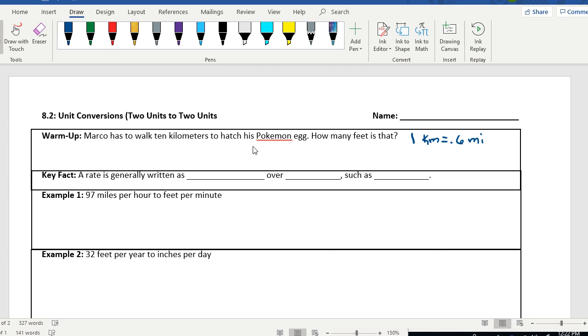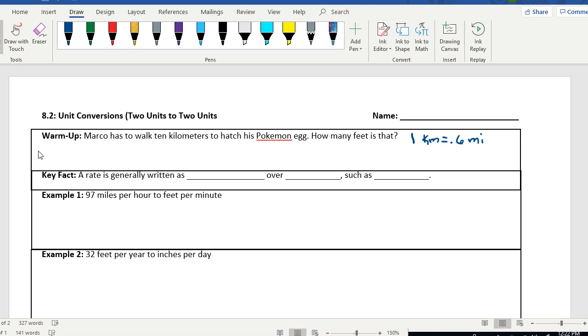Marco has to walk 10 kilometers to hatch his Pokemon egg. How many feet is that? Well, one thing it's good to know, I went ahead and filled this in. 1 kilometer is 0.6 miles. Pause this video, fill it in, and then we'll check it.